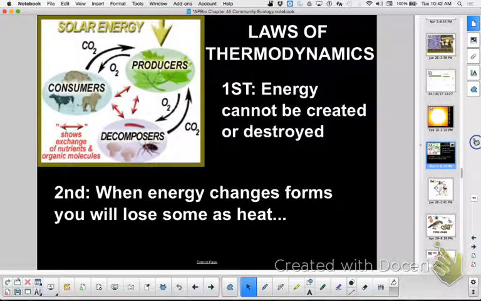Okay, come back to me. It says energy cannot be created or destroyed. It can only change form. So, where does all of our energy come from? Who is the ultimate source of all of our energy? The sun. So ultimately, all of our energy comes from there. The second law says when it changes forms, you'll lose some as heat.